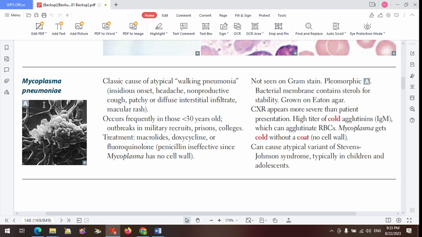What is another thing about Mycoplasma pneumoniae? When we were talking about gram staining, we said it is one of the organisms that cannot be stained. Why? Anybody remembers? Why is Mycoplasma pneumoniae not stained on gram stain? Anybody? Hello? Are we there?